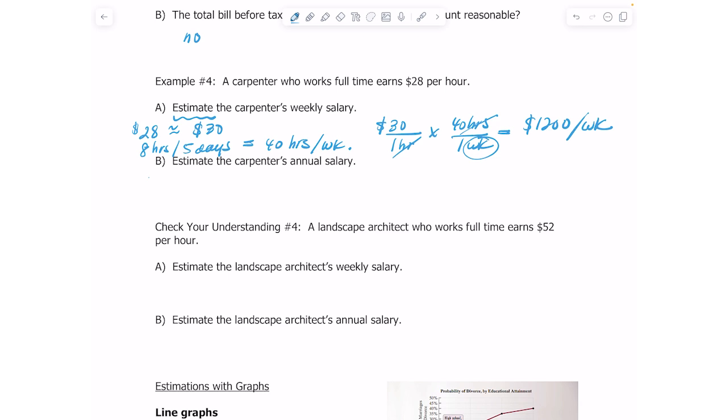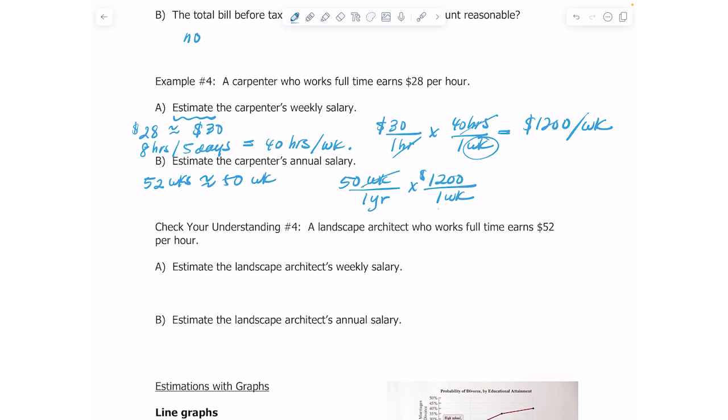Now, if I want to estimate the annual salary now, right? Annual means yearly. I know that the carpenter makes $1,200 a week. And how many weeks are in a year? There's about 52 weeks in a year, but we'll round that down to about 50 weeks. Okay, so I've got 50 weeks per 1 year. And we know that the carpenter makes $1,200 every 1 week.